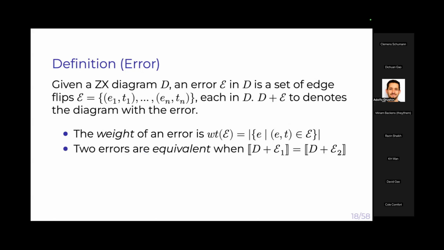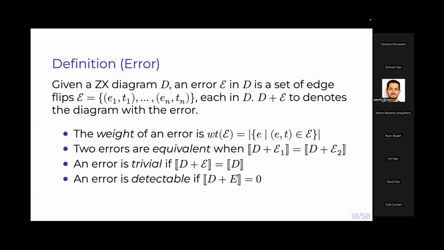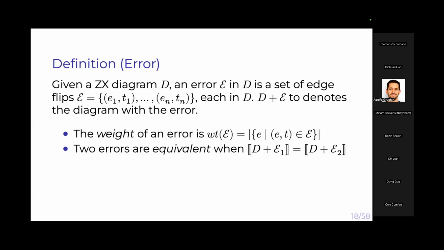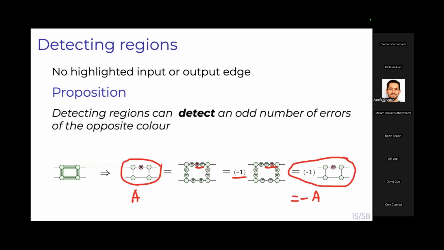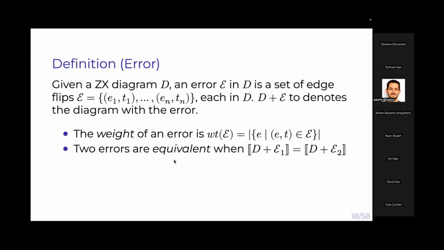Two errors are equivalent when their application gives the same interpretation on the same diagram. An error is trivial if it doesn't change the interpretation of the diagram. And an error is detectable if applying this error results in the empty diagram. So quickly coming back, this is a detectable error because once you apply it, the interpretation of the diagram is 0. So this is what we have seen here.